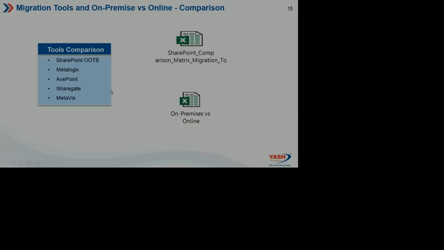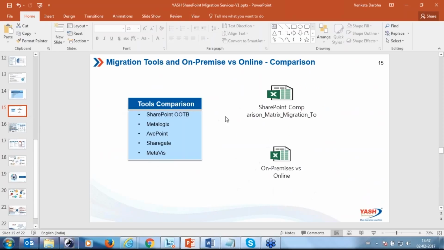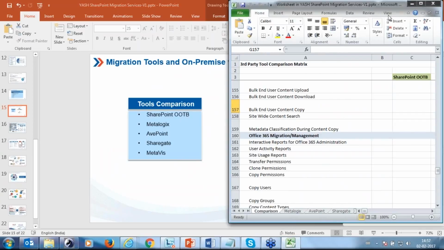Moving ahead with the migration tools, we have the on-premise versus online comparison. There are several migration tools in the market: Metalogix, AvePoint, ShareGate. So here is the comparison, and what are the features involved.